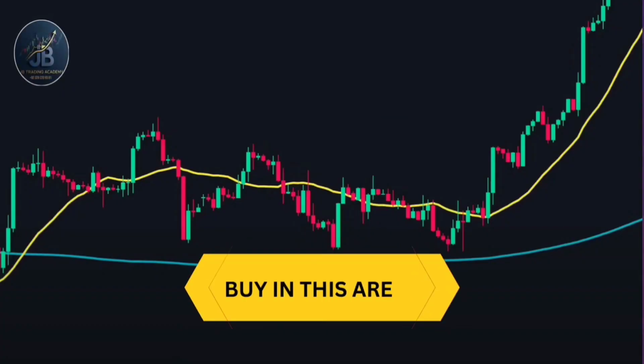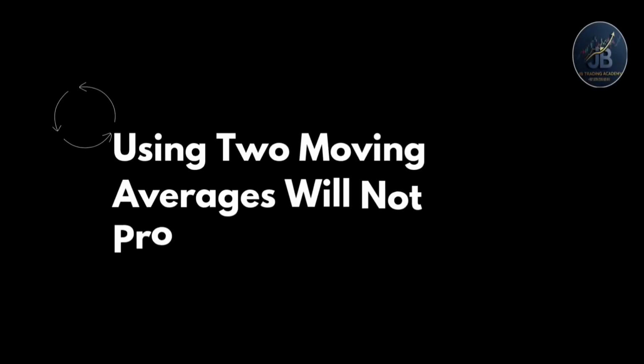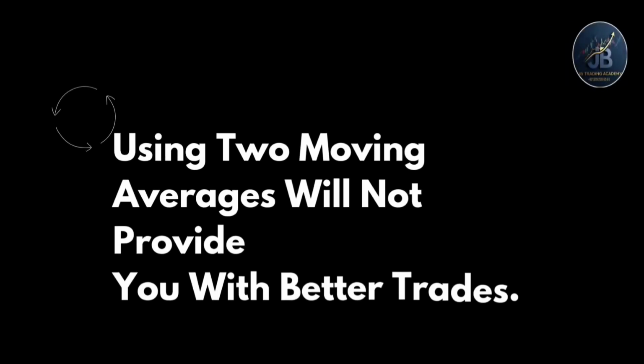So we have a sideways trend. Either we avoid trading because of the sideways movement, or we can place buy trades around the lower end of the range. But we cannot enter sell trades at the upper end of the range because that would go against the long-term upward bias, and using moving averages in that way will not provide you with better trades.